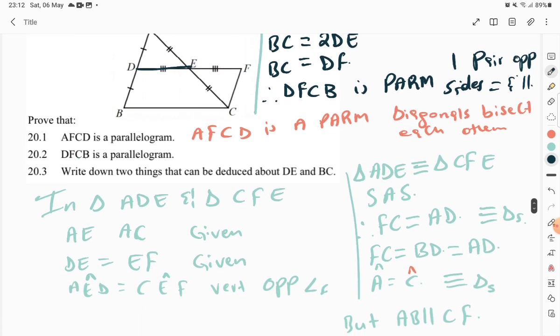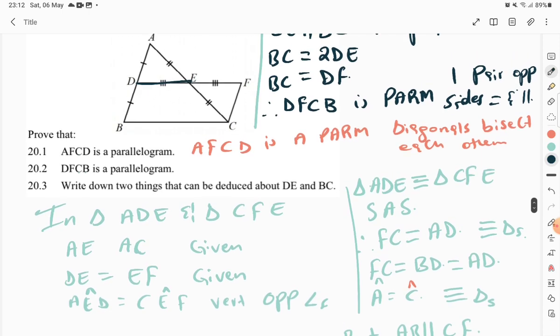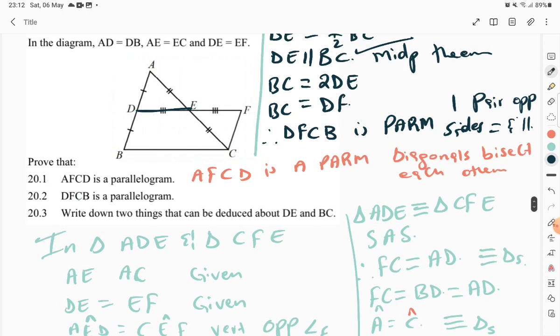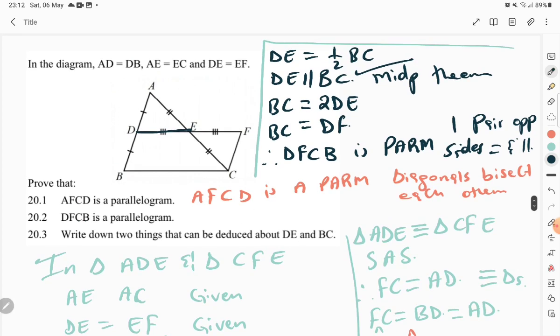Write down two things that can be deduced about DE and BC. DE is actually, you can just repeat that. So those two things: DE is half of BC. So this is the first thing. And also DE is parallel to BC. So these are the things that can be deduced about DE and BC. So that's basically that for this theorem.